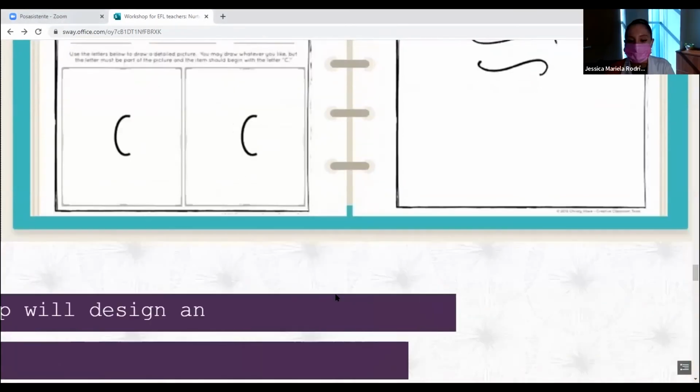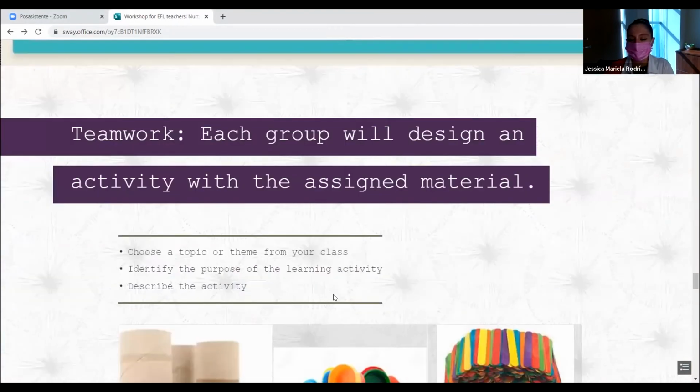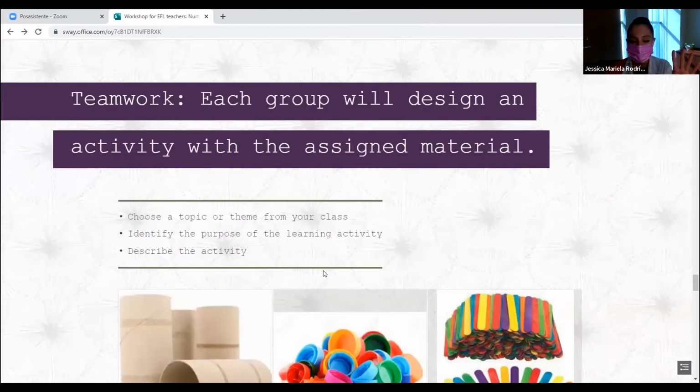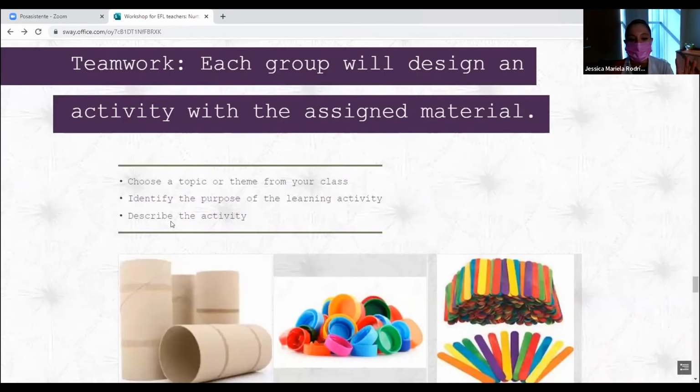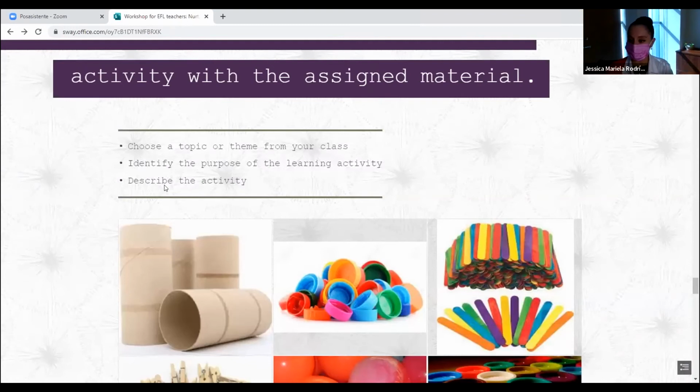All right. Well, teachers, now we are going to have a very, very fast activity. I'm going to send you to some groups. I'm going to give you only 10 minutes. And what do you have to do? You have to choose a topic or theme from your class. Any. You have to decide on the theme. You have to agree on a topic. Then you have to identify the purpose of the activity, like the objective, what you want your students to be able to do, okay? And then you're going to describe the activity.